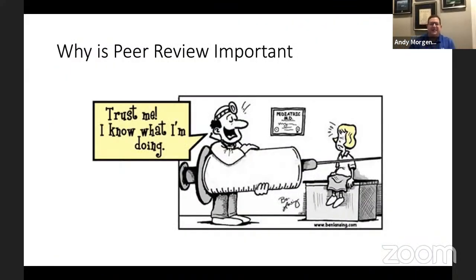So let's get into the most important stuff here. Why is peer review important? Well, this is a comical slide on doctors knowing what they're doing. The reason why peer review is so important, and getting a peer-reviewed journal article written is so important, is that it develops some of the best quality information that we have to work by.